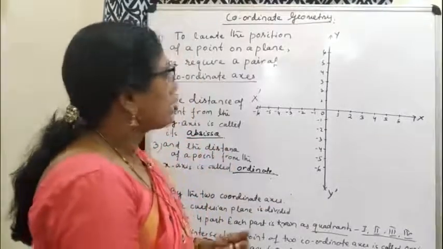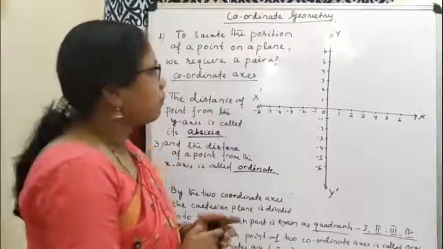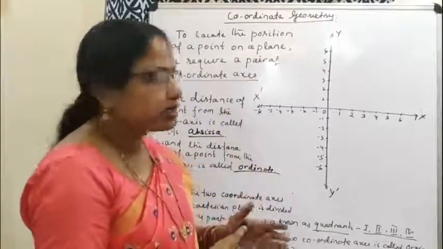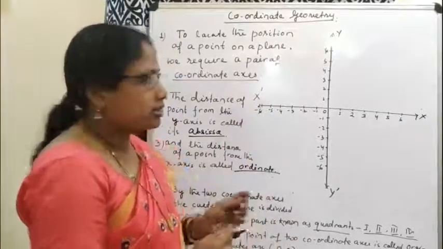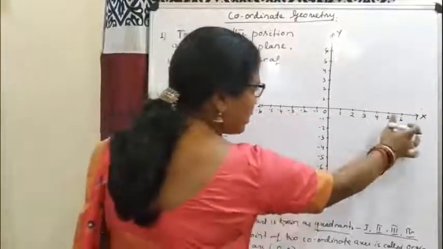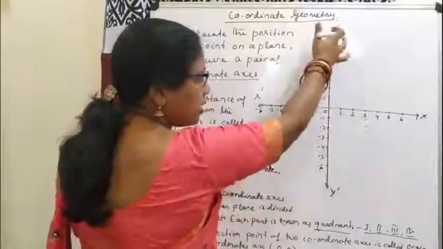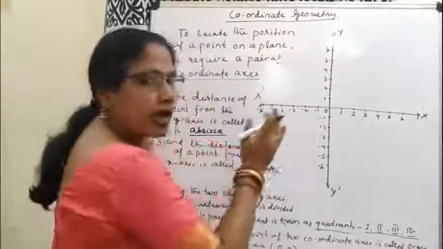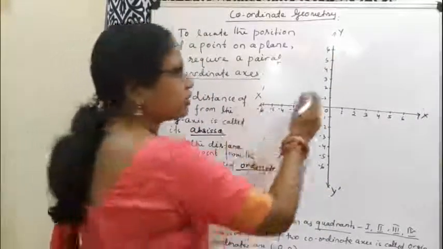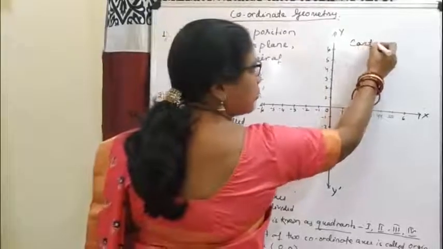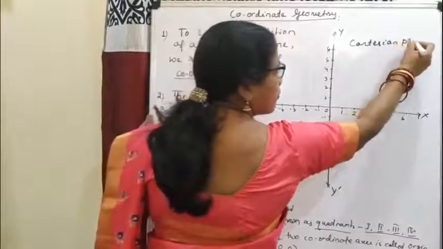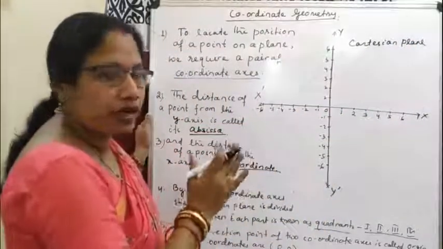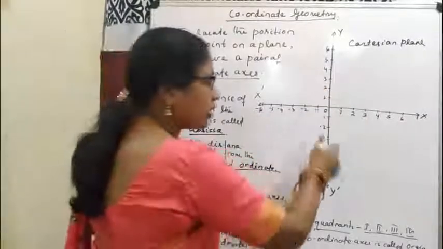To locate the position of a point on a plane, we require two axes. That means one is the horizontal axis and one is the vertical axis. The two axes are x dash, the horizontal axis, and y dash, the perpendicular axis. The plane where we locate the position of a point is known as the Cartesian plane. So in this plane we have to locate the position of any point by using the coordinate axes.